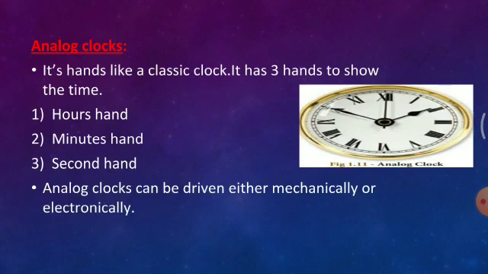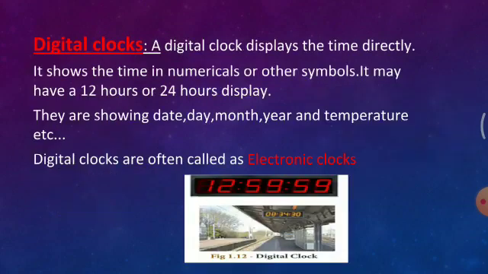Analog clocks can be driven either mechanically or electronically. That means sometimes in wall clocks we put batteries, or sometimes we can use a current wire and put it in a plug. So analog clocks can be driven either mechanically or electronically.